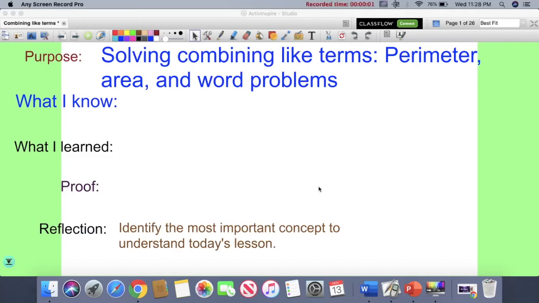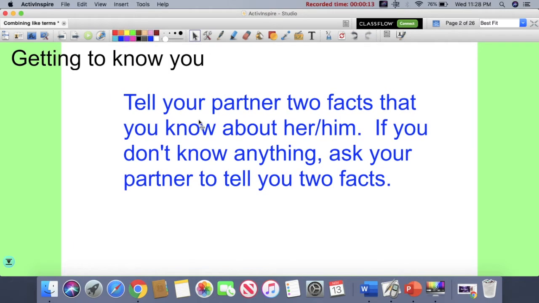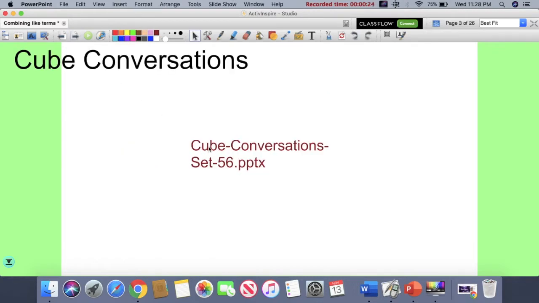Okay, so today we're doing solving combined like terms, but we're doing that in the context of perimeter, area, and some more problems. Okay, so getting to know you. Our question today is: tell your partner two facts that you know about him or her. If you don't know anything, ask your partner to tell you two facts about him or her. Okay, and then our cube conversations.